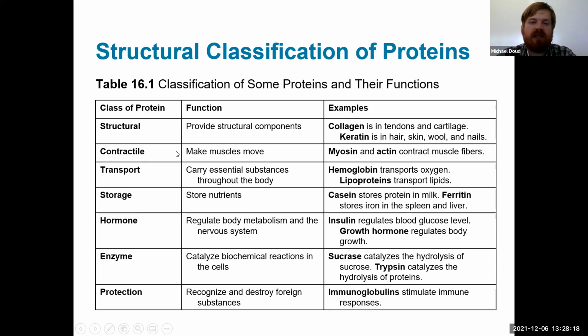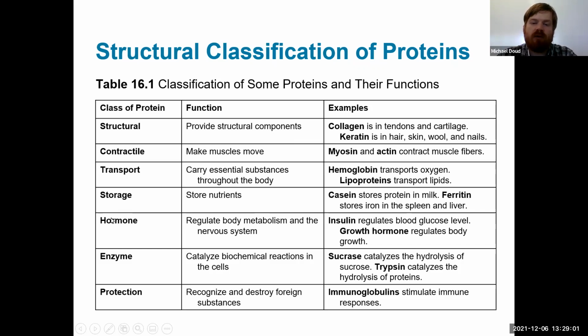Then there is contractile protein, and these are the functional parts of muscles. Muscles are made of these proteins that can contract and then, of course, relax, and that is what causes muscle movement. There's transport. So we mentioned this already about hemoglobin, which transports oxygen. There's the lipoproteins that we talked about in the previous chapter, made out of proteins, and again, used to transport lipids in the body. There are storage proteins. So casein is an example of this storage protein. It's what stores protein in milk. And ferritin is something that stores iron in your spleen and liver.